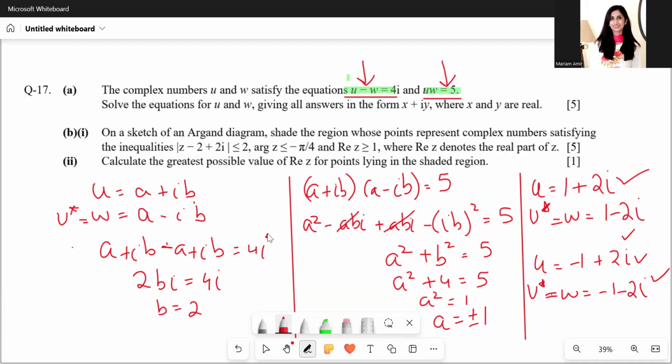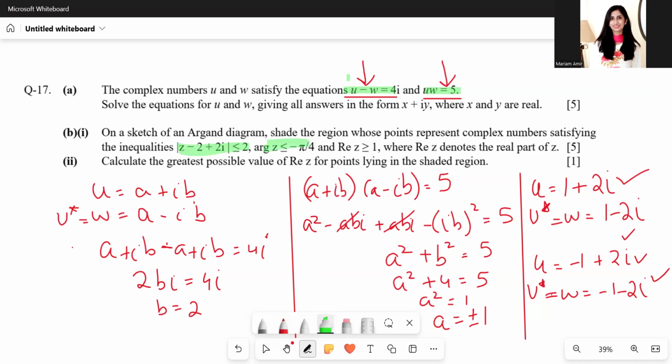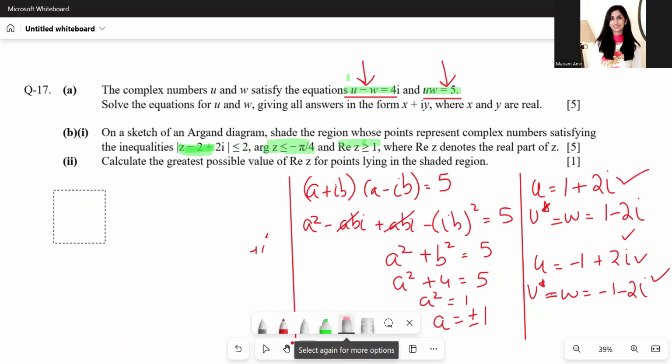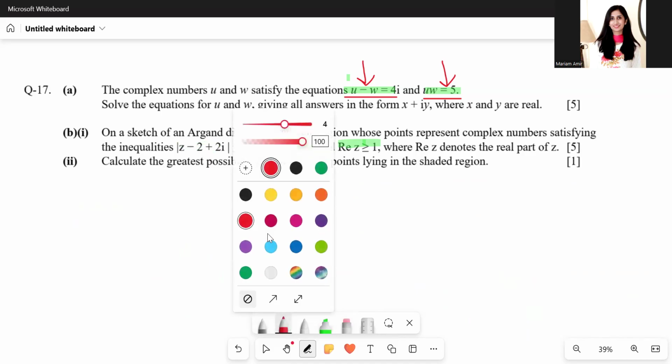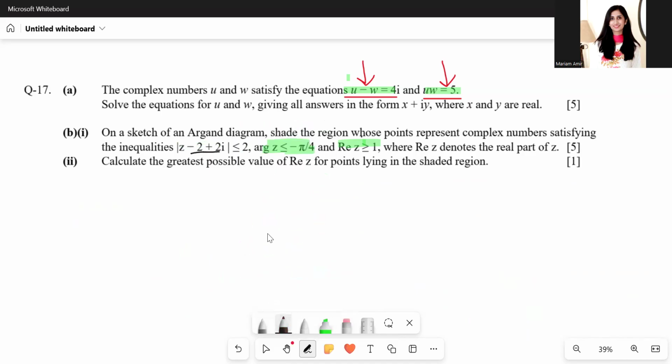Okay. On the sketch of an Argand diagram, shade the region whose points represent complex numbers satisfying this, with an argument of this and a real part greater than or equal to this, where Re(z) denotes the real part of z. All right, now we draw an Argand diagram. The first inequality is a circle whose center would be, change the signs, 2 comma minus 2. So this should be a circle with the center of 2 comma minus 2 and a radius of 2.